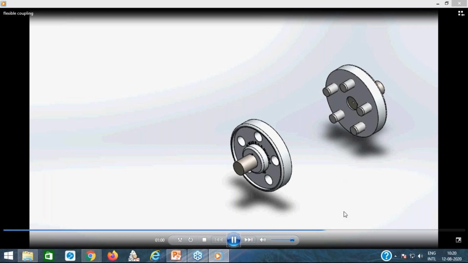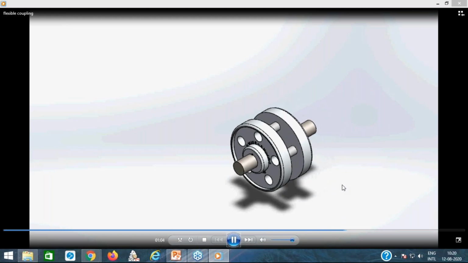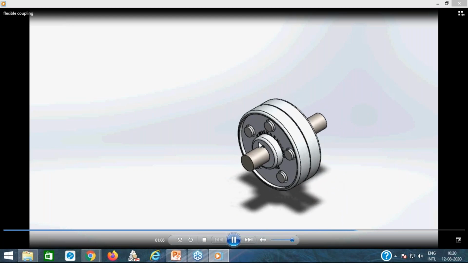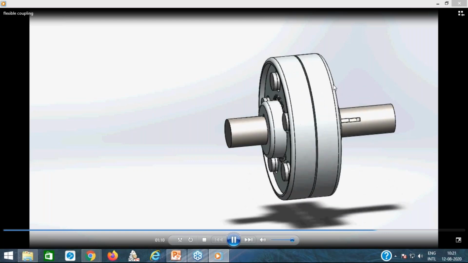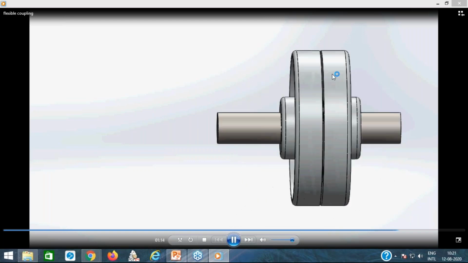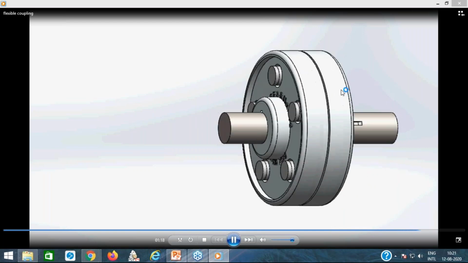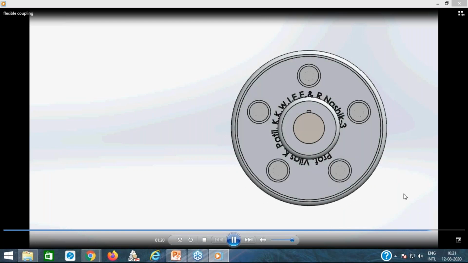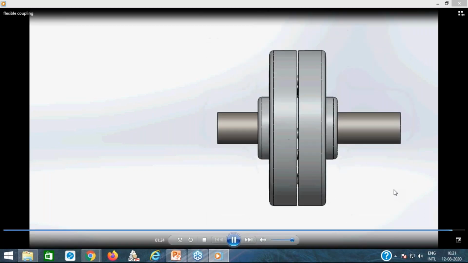And after that, how it is going to fit, you can observe here. Here, it is fitted, or it joins or connects the input flange with the output flange. And on the other side, the pin has threads. By using the nut, we can tighten it properly. This is about the flexible bush or bush pin type flexible coupling.